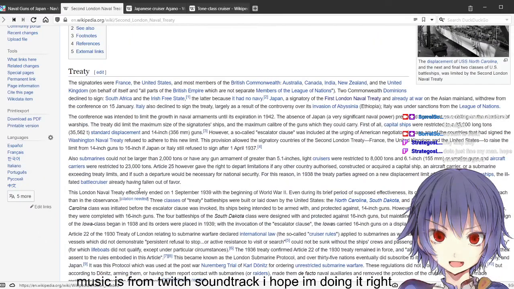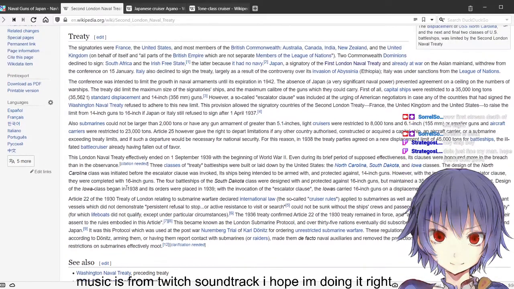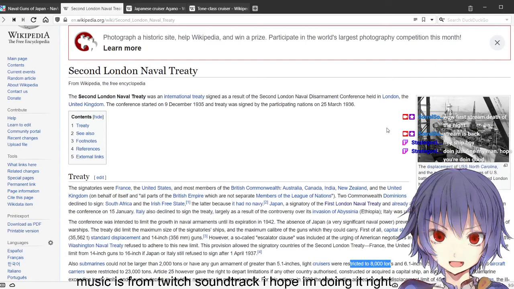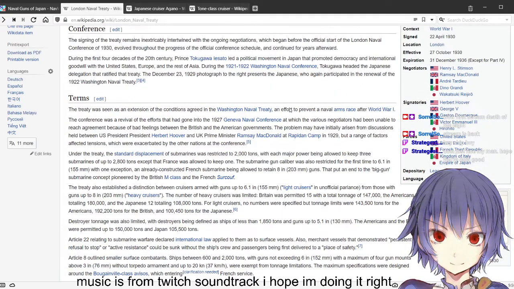Is it the second London? Okay, so the second London Naval Treaty is the one that actually restricts the size of cruisers, restricting light cruisers to 8,000 tons. Nobody signed it because it was stupid, and the Anglos went too far this time. It wouldn't be the last, but shut up, Wikipedia.